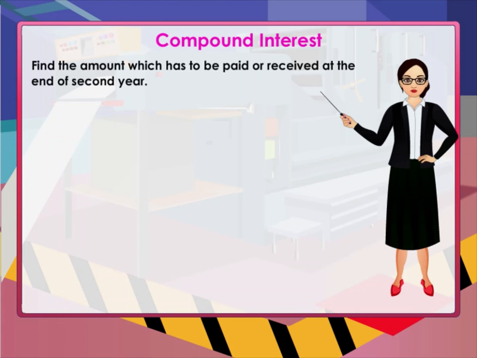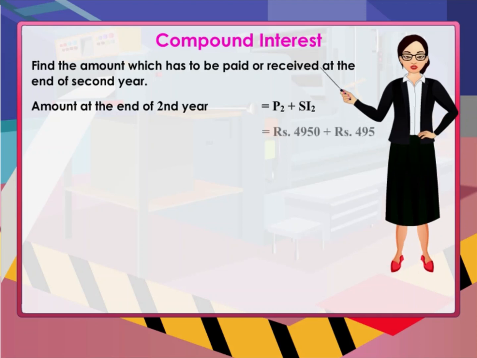Now find the amount which has to be paid or received at the end of the second year. Amount at the end of the second year is equal to P2 plus SI2, that is, principal for the second year, 4,950, plus interest for the second year, 495. Adding this, we get 5,445. Therefore, the total interest is equal to rupees 450 plus 495, which is equal to rupees 945.